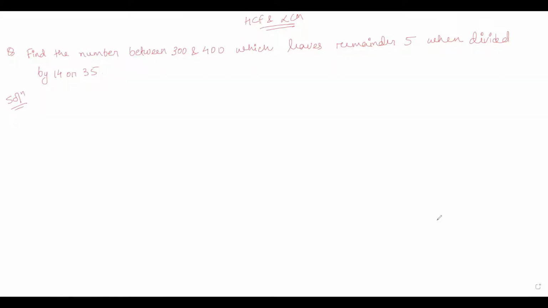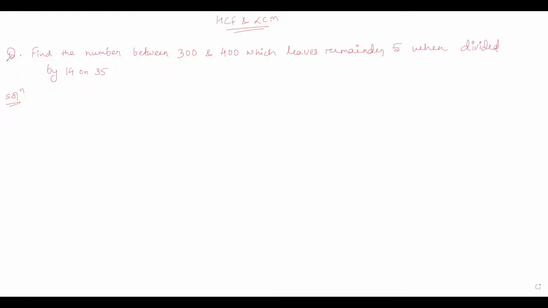In this video, we'll be seeing some questions and their solutions, but I would request all of you to do the question from your end first and then to check the solution. So the question here given is, find the number between 300 and 400 which leaves remainder 5 when divided by 14 or 35. So there is a number between 300 and 400 such that when that number is divided by either 14 or 35, we get a remainder of 5.